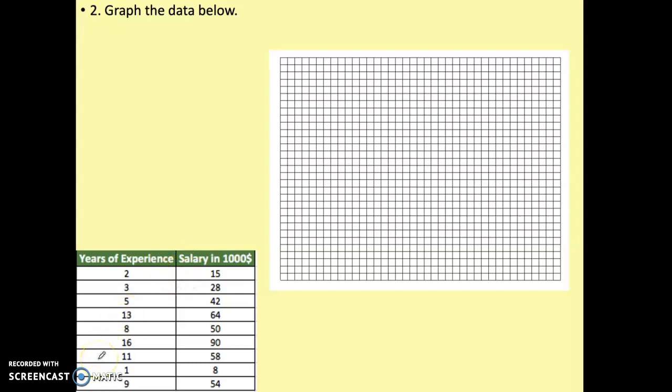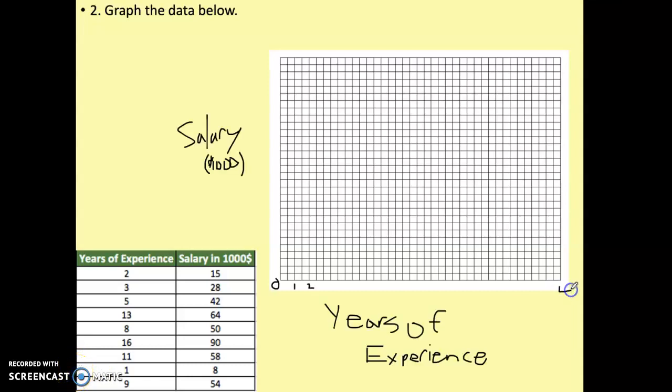Now we've got years of experience and salary. What I want you to do is make a decision in your mind. Which should go where? What am I measuring? What am I changing? About 40 marks that way and about 30 marks this way. So years of experience is what I'm changing. That should be on the x-axis, with salary in thousands of dollars, which means this would be 15, that would be 28, and so forth, is right here.